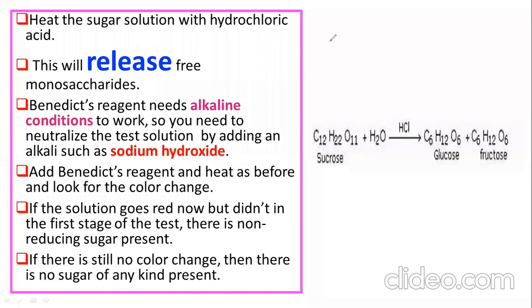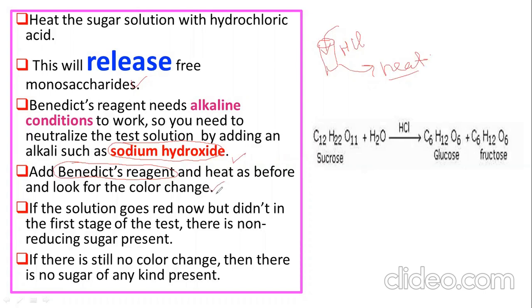First, you put acid in that solution to do the reaction, and you will heat that, right? When you heat that, it will release monosaccharide. Then you will add what? Alkali. You will add sodium hydroxide to neutralize that acid. And after that, you will add your Benedict's reagent.